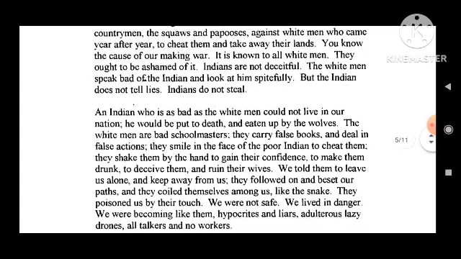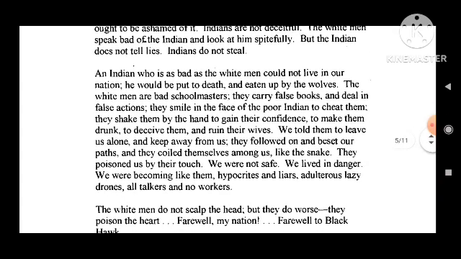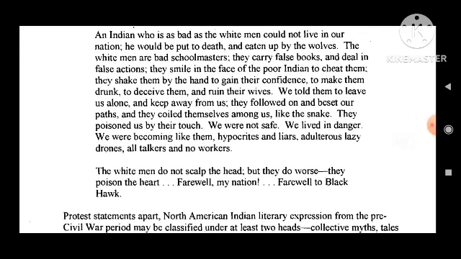The white men are bad schoolmasters. They carry false books and deal in false actions. They smile in the face of the poor Indian to cheat them. They shake them by the hand to gain their confidence, to make them drunk, to deceive them and ruin their lives. We told them to leave us alone and keep away from us.